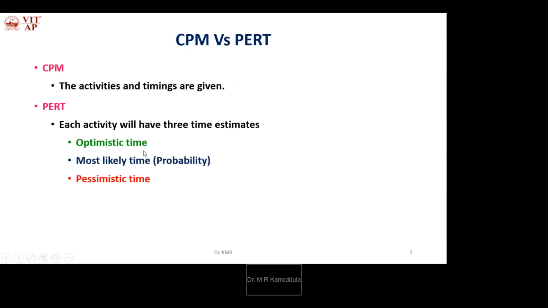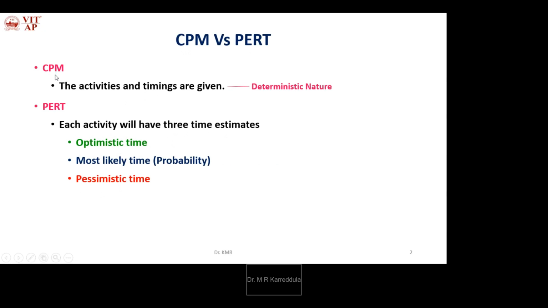What are the three different timings? Optimistic time, the best time in which we can start and finish the activity. Most likely time, the average time to start and finish the activity. And pessimistic time, the worst case time to start and finish the activity. So these three times are given to start and finish the activity during project development.